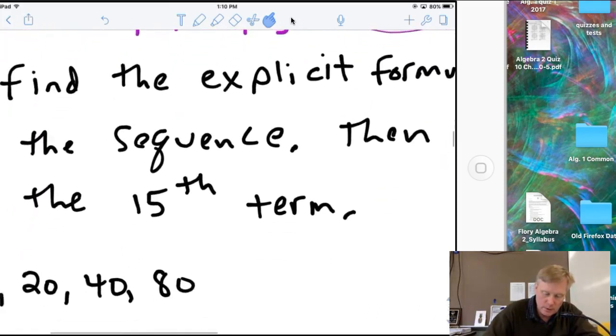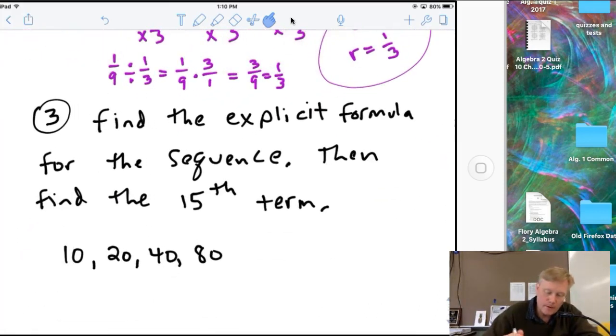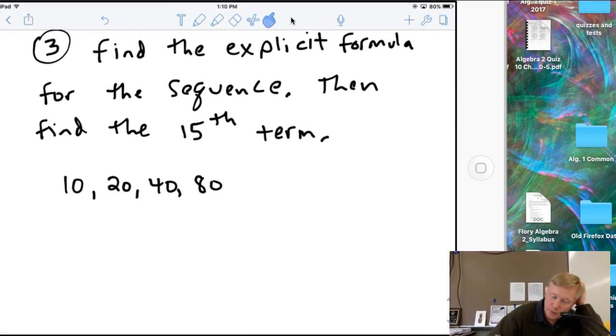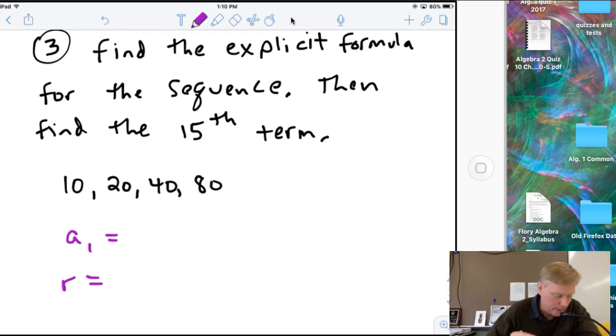Okay, next one. So here's where we're going to get into the formula, that formula I gave you in the beginning. This is one of the harder ones. Find the explicit formula for the sequence, then find the 15th term. And the numbers are 10, 20, 40, 80. So the first thing I need is R and I need A of 1. Remember, this is the formula over here. I'm going to write it down. A of n equals A of 1 times R to the n minus 1.